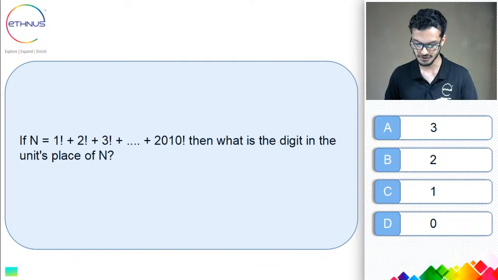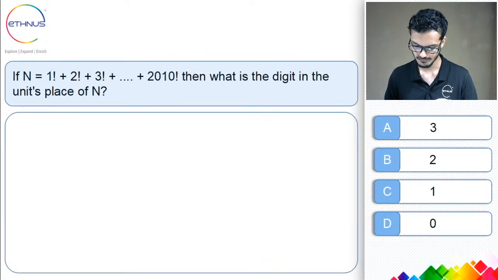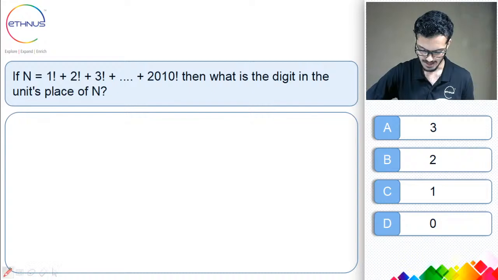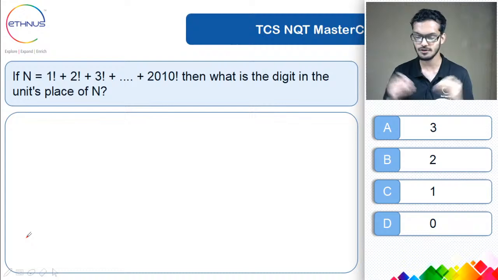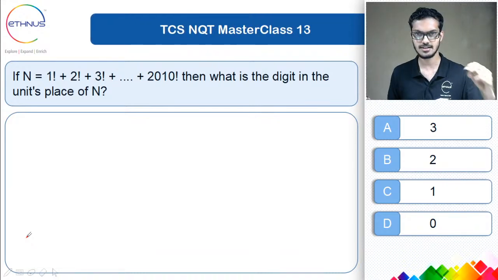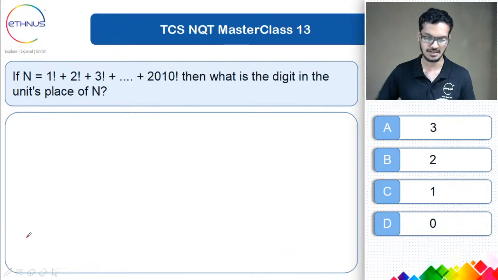So here is the solution. n is equal to 1 factorial plus 2 factorial, and so on up to 2010 factorial, that is what is given. Now, if I have to solve this problem, I can just guess it in our mind itself. No need of solving. But I'm going to tell you the technique, like how we generally solve this.